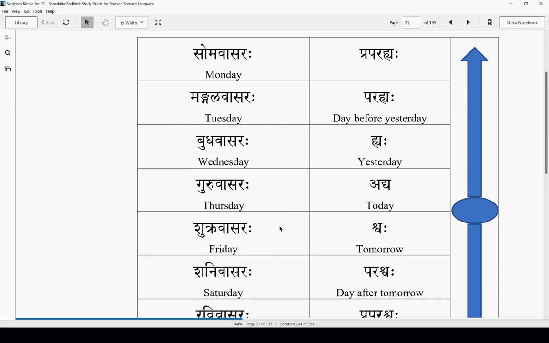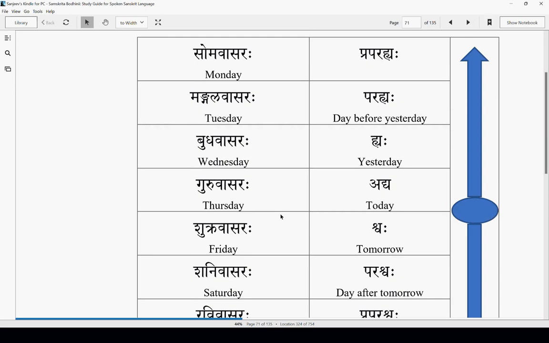Sujata Bhagini, I think you know. Ravi Modi: I know one, Bhruguvasaraha, but I don't know which one. Bhrugu is Shukravasara.